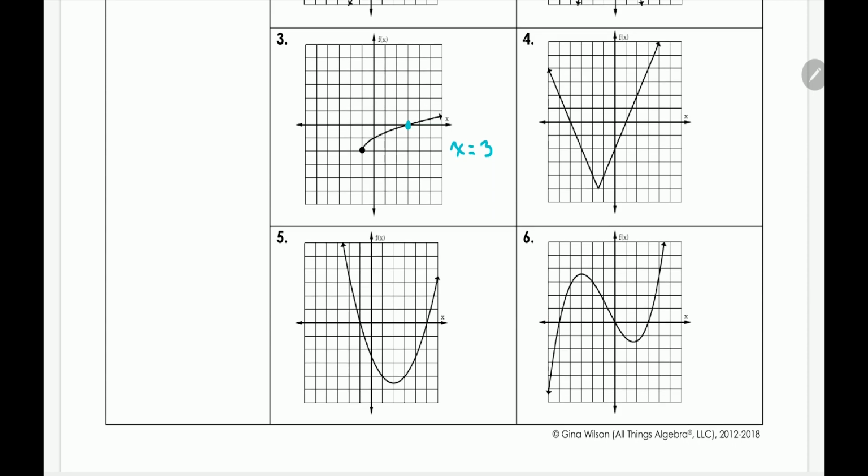I want you to try number 4, number 5, and number 6 by yourself. With number 6, make sure that you look and see that there are 3 different points that cross the x-axis, and be sure to include all of those. Let's go to the second page.